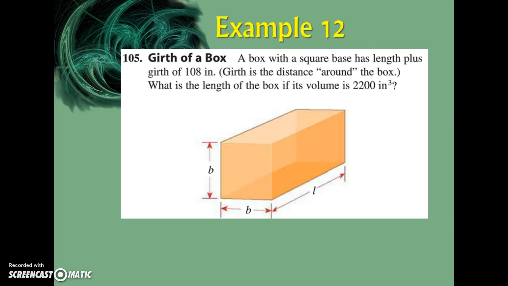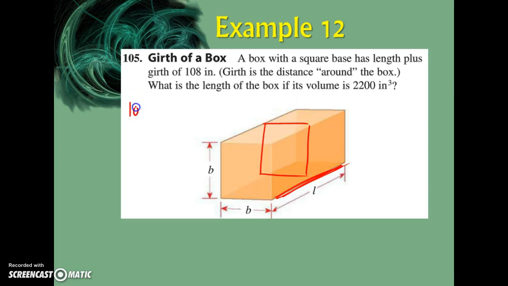This is a very similar problem, except it's playing around with the idea of girth. This formula of the length plus the girth is 108 is actually the United States Postal Office formula for how large of a box they will ship. So my length, they're talking about this long distance here. My girth would be that if I actually wanted to tie string around the box, that path there. So it's kind of like the lateral perimeter, as it were.